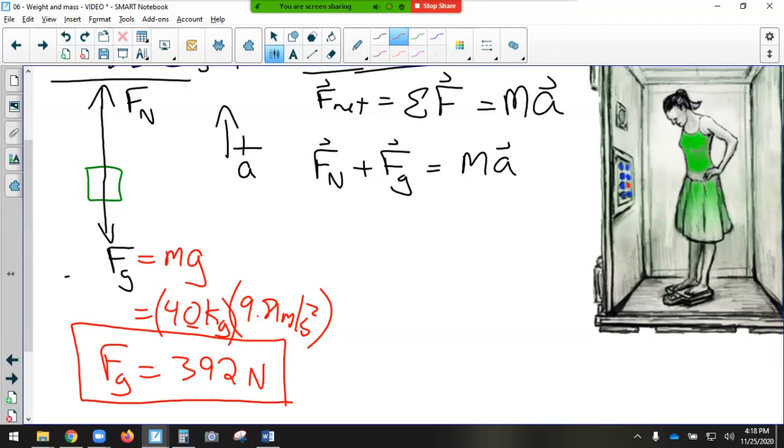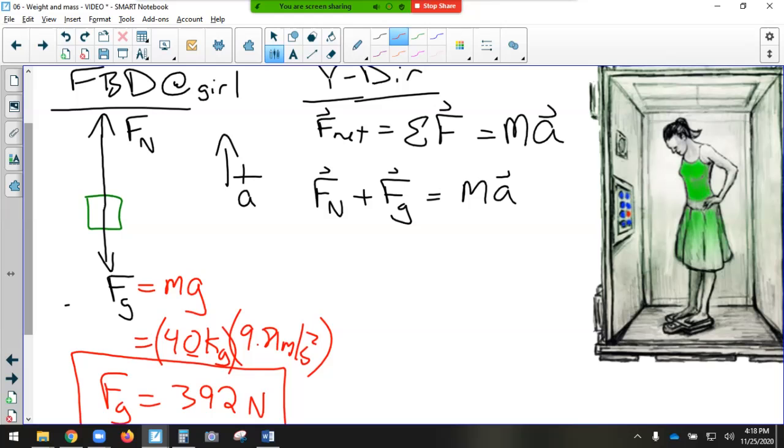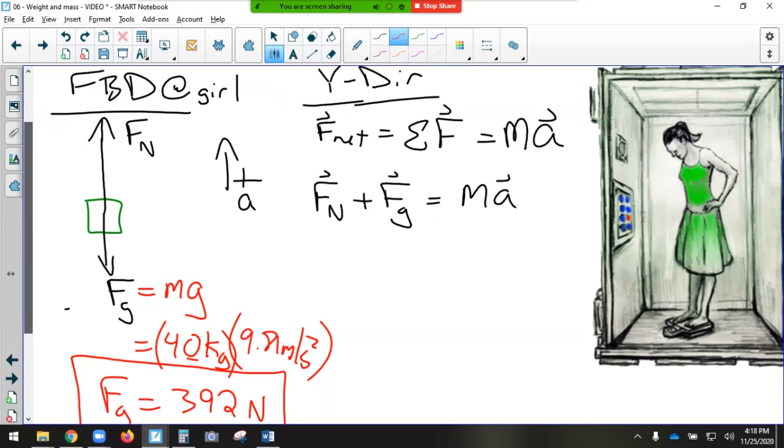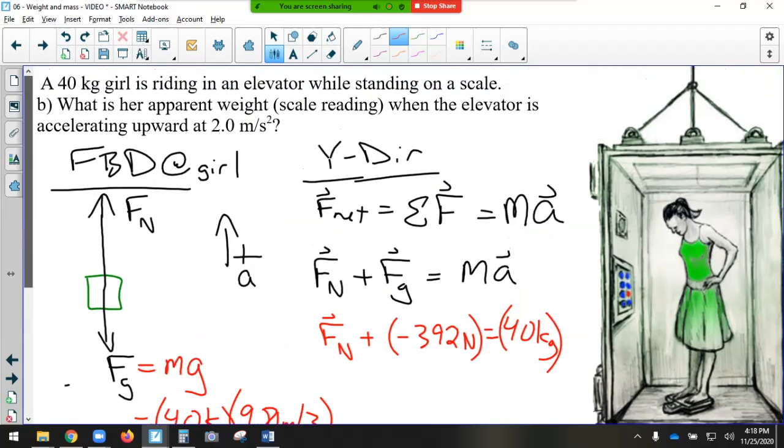Okay, and that's where I'm going to leave that one for now. Yes, the calculator said a bit more, but I technically only have 2 sig figs, but I'm not done, so I'm not going to round that anything more than 392. So we're looking for a normal force. We know weight is going down, so that would be a negative 392 newtons. That should be equal to 40 kilograms. And the question said that we are accelerating upwards at 2 meters per second squared. So we're going to put in 2 meters per second squared, and I'm going to draw that into the picture.